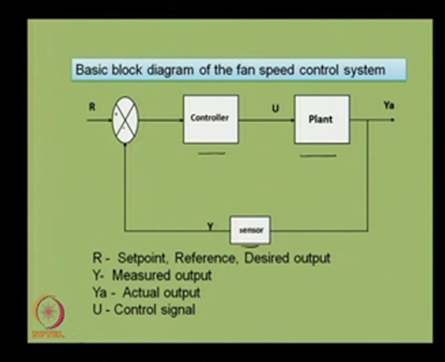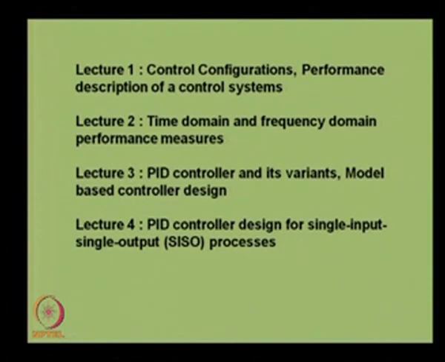Now, again coming to the basics of how it is advanced control. What about the advanced control theory? What should be the contents of an advanced control theory? Lecture 1 will deal with control configurations first, and the performance description of control systems. What do we mean by control configurations? Control configurations means where to put the controller in the closed loop.